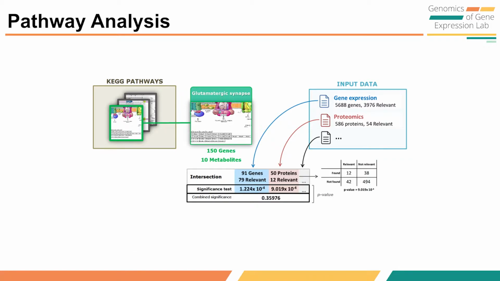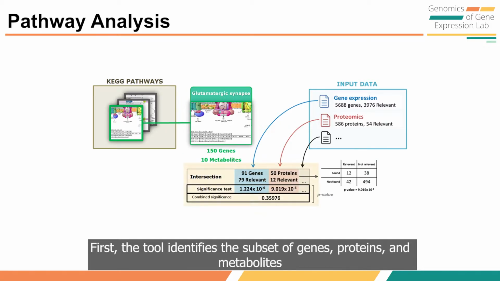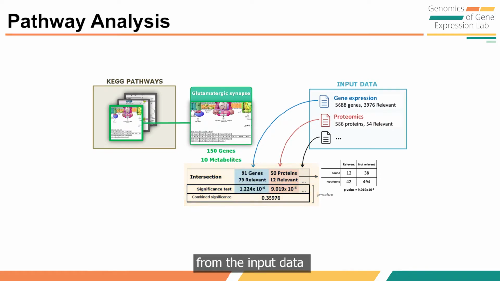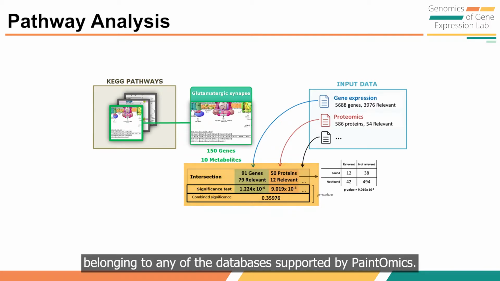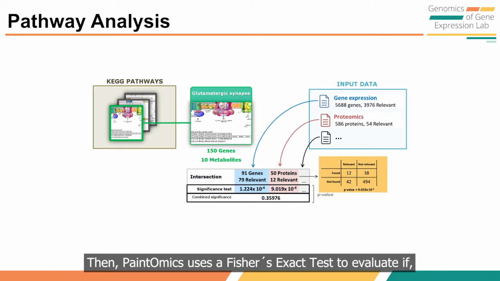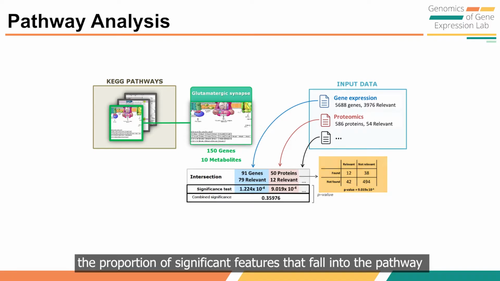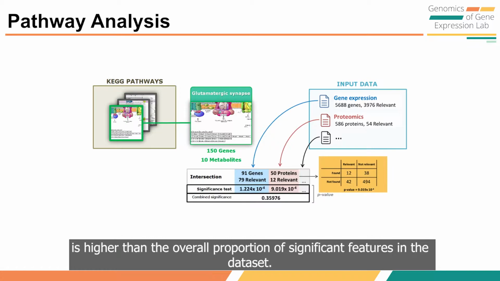This algorithm aims to determine which biological pathways are regulated in the experiment for which multi-omics data were measured. First, the tool identifies the subset of genes, proteins, and metabolites from the input data that are annotated at each pathway belonging to any of the databases supported by PaintOmics. Then, PaintOmics uses a Fisher's exact test to evaluate if, for each pathway, the proportion of significant features that fall into the pathway is higher than the overall proportion of significant features in the dataset.